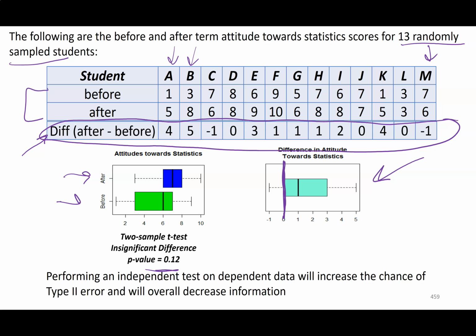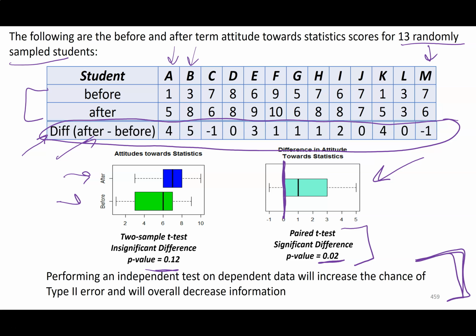But if the average difference is higher than 0, that sounds like, if it's after minus before, there was an improvement, that the attitude increased, or it totally depends on what you're measuring with. But we did find that there was a significant difference when we looked at it this way. So we had a p-value of 0.02.